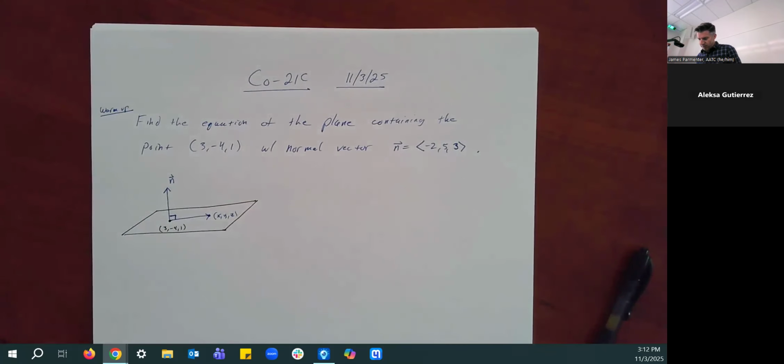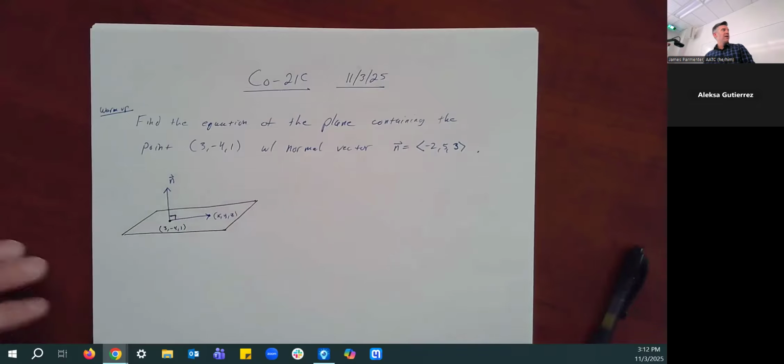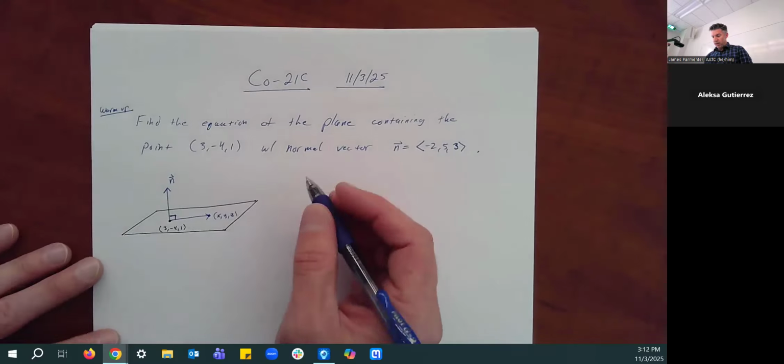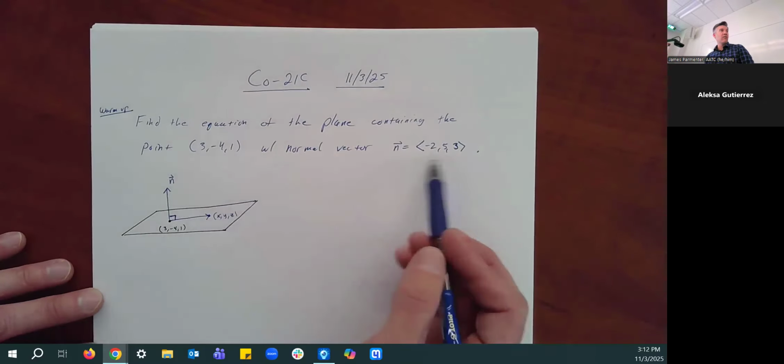Let's go ahead and talk about this problem. I just wanted to remind you of this because I feel like we gave it short shrift earlier. When you're finding the equation of the plane given a normal vector, it's a very easy process if you do it the fast way. We know that the coefficients of x, y, and z should be the components of your normal vector.